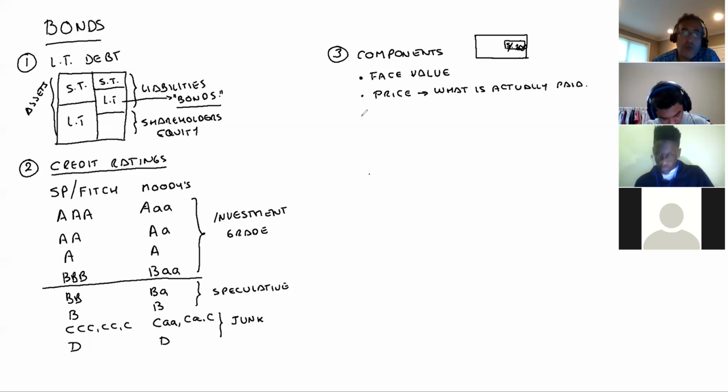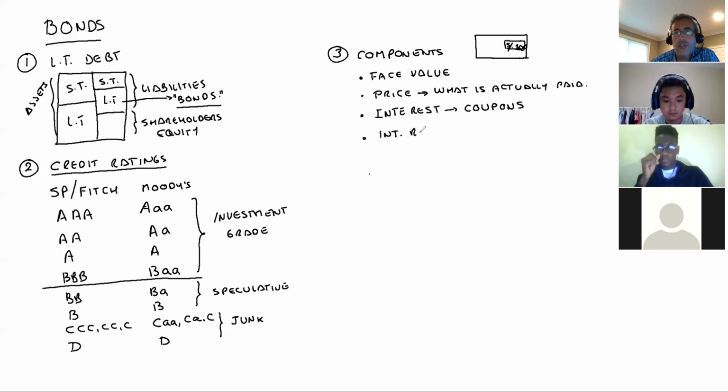Okay. We are going to have, obviously, the interest. The interest in bonds, guys, has a particular name. They are called coupons. And the interest rate. Remember that interest is dollar based, or currency based. An interest rate is a percentage. This is called the coupon rate.